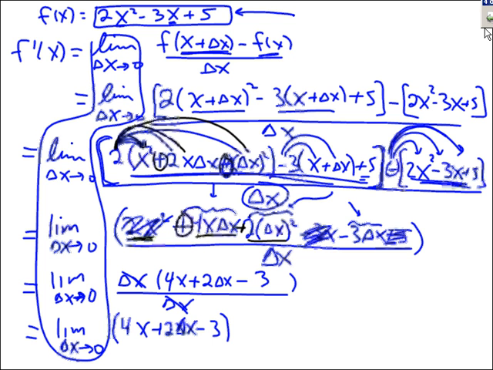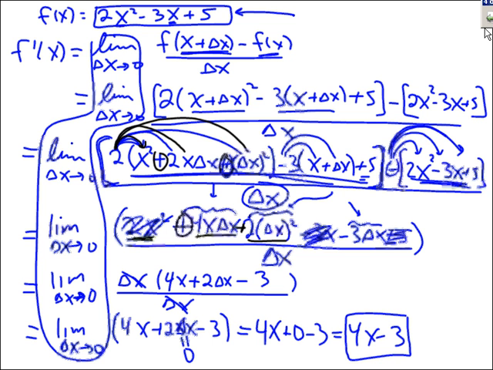And so now, other than writing down the word limit, it's been 100% algebra. Now, we do a little calculus. And notice how simple the calculus is going to be. I'm going to replace delta x with 0. So I get 4x plus 2 times 0, which is 0, minus 3. That is, I get 4x minus 3.